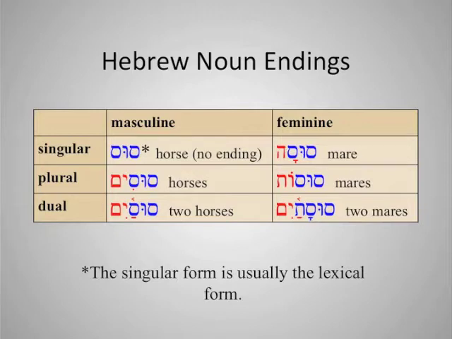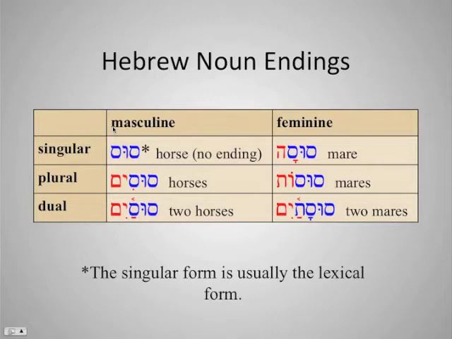Hebrew nouns also have a system of endings. Now these endings convey two things. They convey the gender of the noun, and secondly, they also convey the number of the noun. Here's a chart of the 6 noun endings to familiarize yourself with in this course. They are distinguished by, first of all, their gender.